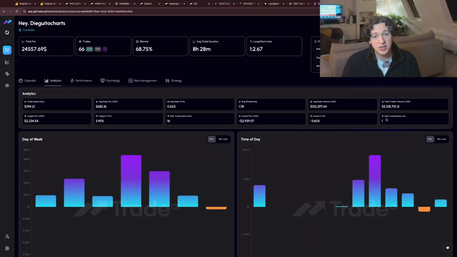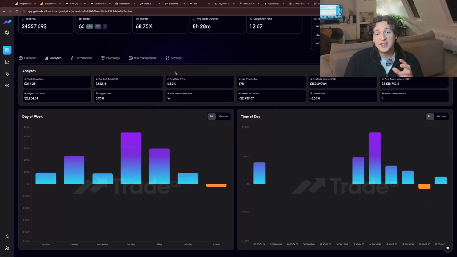And also the max consecutive loss. I only had 1 loss in a row, never 2 losses in a row. These statistics are very useful, but the one I really love are the day of the week and time of the day data. You can basically track which days you make most of your profits.